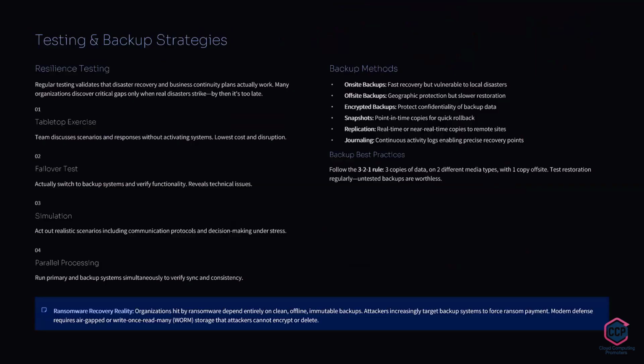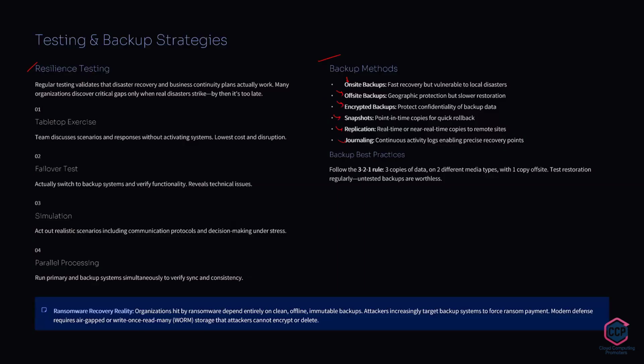Now testing and backup strategies, what would these be? Resilience testing should be there, along with backup methods. In resilience testing we have tabletop exercises, failover tests, simulations, and parallel processes. Backup means on-site backup, off-site backup, encrypted backup, snapshots, and replication, generally.